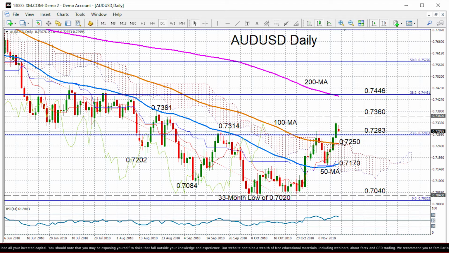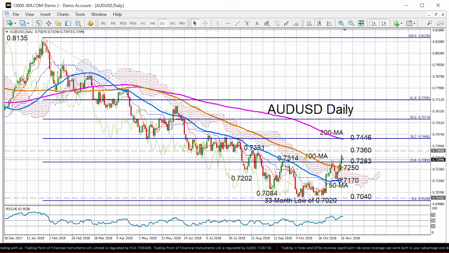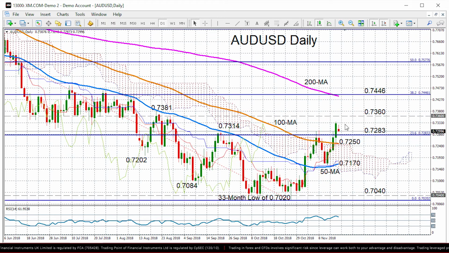0.7020. A drop below that, then we've got an important support area around 0.7250, which is where the 100-day moving average currently stands and is the top of the Ichimoku cloud. So further declines would take price action below the Ichimoku cloud, and it's worth noting that price action rose above the Ichimoku cloud this month for the first time since all the way back in February at the start of the year. And then with further declines, we could then see 0.7170 coming into focus, where the 50-day moving average is.